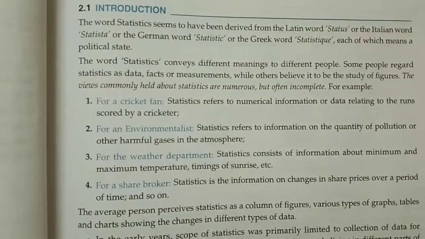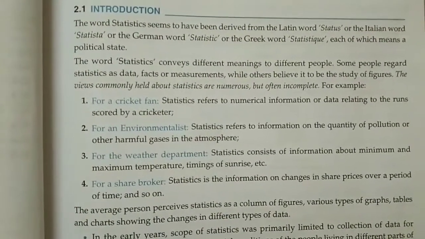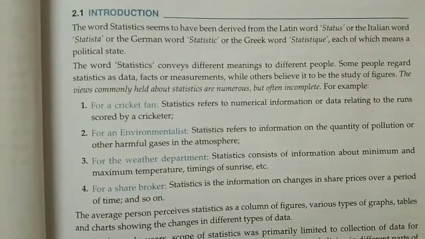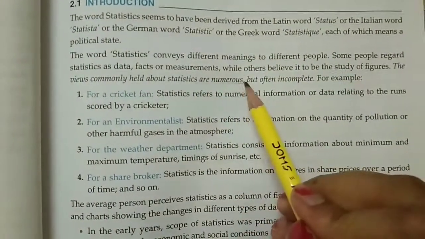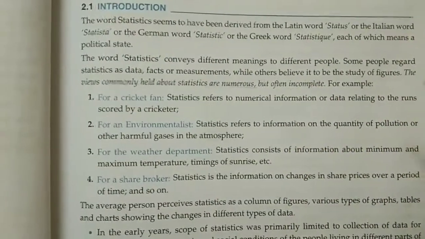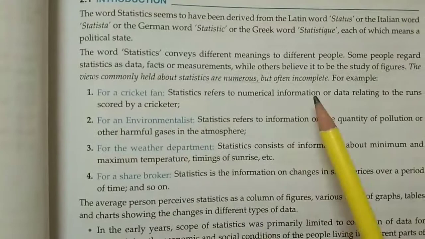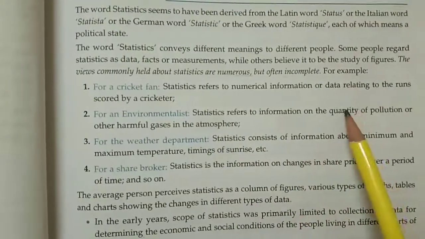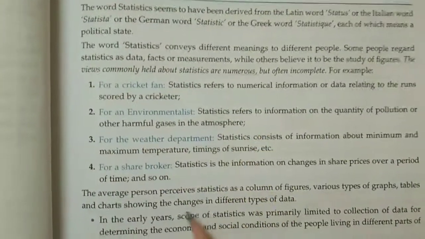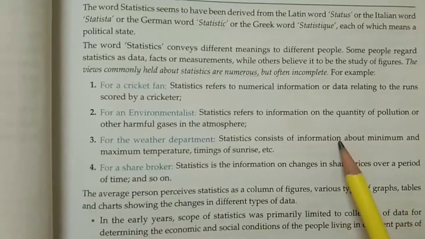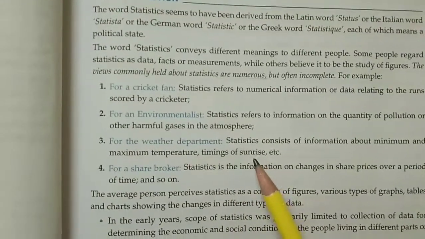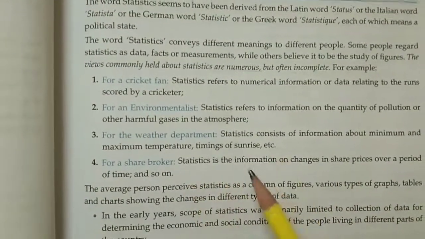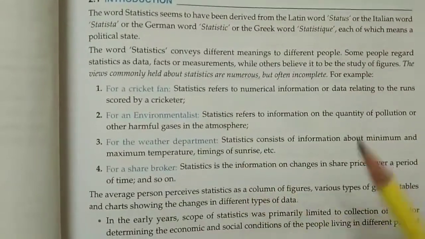Some just regard it as data, some say it's facts, or some say it's a measurement, while others believe it to be the study of figures. Now the views commonly held about statistics are numerous but often incomplete. Let us consider some examples. For a cricket fan, it is just numerical information or data relating to runs scored by a cricketer. For an environmentalist, it refers to information on the quantity of pollution or other harmful gases in the atmosphere. For the weather department, it's just information about minimum and maximum temperature, timings of sunrise, sunset, etc. And for a share broker, it is just information on change in share prices over a period of time, and so on. So different people view statistics differently.